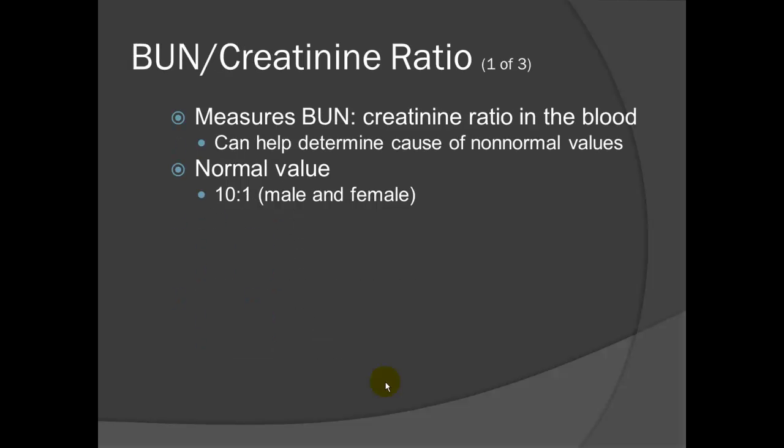Now, whenever we're looking at a BUN creatinine ratio, this measures the BUN creatinine ratio in the blood and can help determine the cause of non-normal values. Normal value should be 10-to-1 in both male and female. So if you had a BUN of 10 and a creatinine of 1, that would be a 10-to-1 ratio. However, if you had a BUN of, say, 26 and you were at 1.1, that would not. This would be over a 10-to-1 ratio, and this should resemble, to your memory, a neon sign: kidneys are damaged.